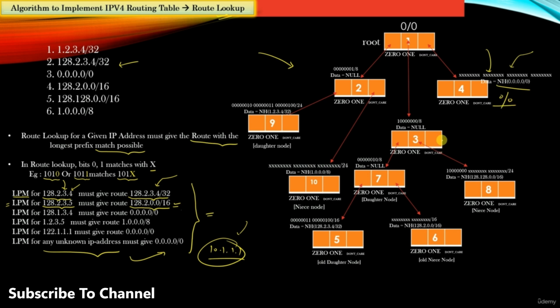But what is the algorithm which will make sure that for a given IP address, when you look up in this routing table, the lookup algorithm will always give you the route with the best match, or the route with the longest prefix match? So this is what we are going to discuss next, the route lookup algorithm.